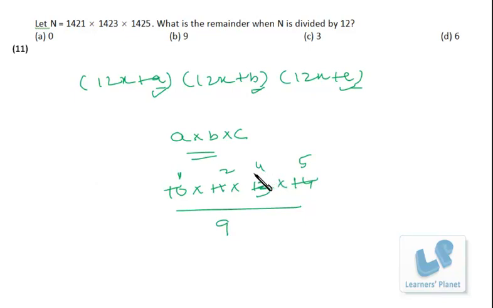So 5 fours are 20, 2 twos are 40. 40 if divided by 9, the remainder will be 4. So if you multiply 10 into 11 into 13 into 14 and divide by 9, you'll get the remainder as 4. The same funda we are applying over here. Since we have to find the remainder if this expression is divided by 12, we find the individual remainders and then multiply them, and further we will eliminate 12s.